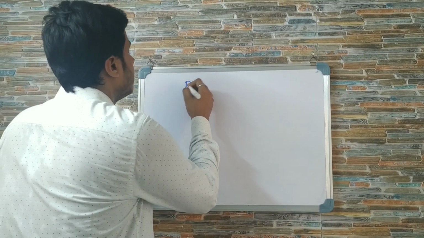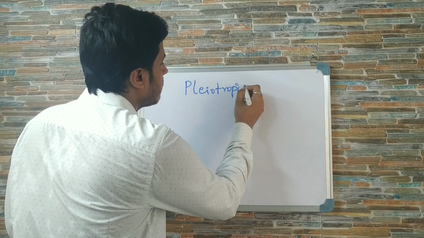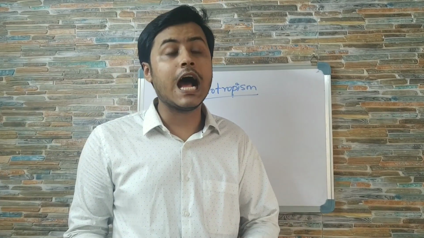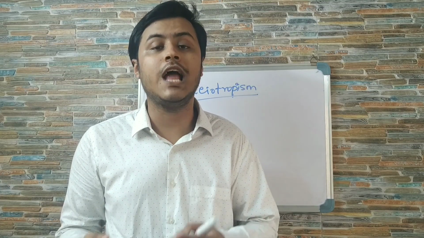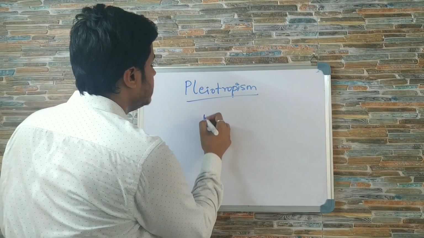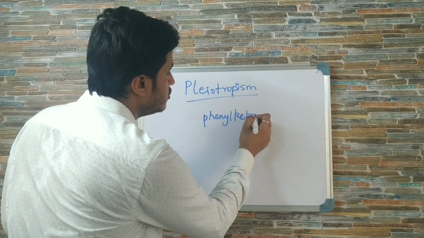Next is pleiotropy. Now, when the product of one gene has an effect on many different phenotypic traits, this is what we call pleiotropism. Suppose the example of the disease phenylketonuria.